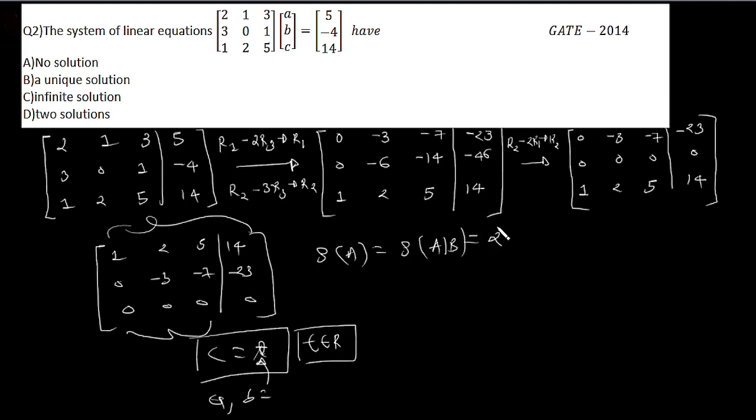You can also say it from here because 2 is less than 3, where 3 is the number of unknowns. We have 3 unknowns here, A, B, C, and the rank of this augmented matrix in reduced form is 2. So there is a deficiency of 1 in the rank. So you can also say the nullity of this matrix is 1. So there is 1 independent solution. So the system has an infinite number of solutions. So option C is the correct choice.